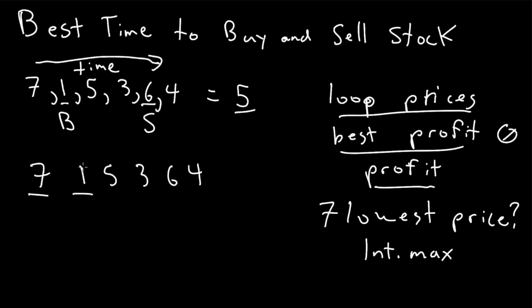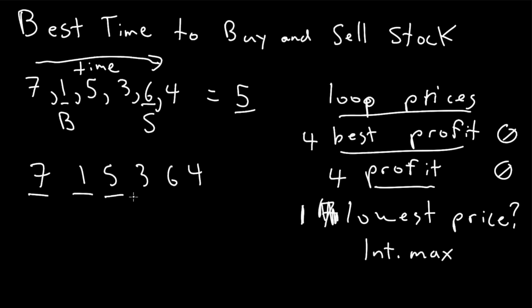Then we're going to look at the 1. Okay, so what's the lowest price we've seen so far, which is the 7? If we calculate the profit, if we bought it at 7 and sold it at 1, is that profitable? No. However, we can determine that we have a new lowest price. We've got the 1 here. So our profit and our best profit are still going to be 0. And as we get to the 5, we can see that the profit that we can get from here to here is actually going to be 4. And our best profit, which is 0, we can actually update to 4.